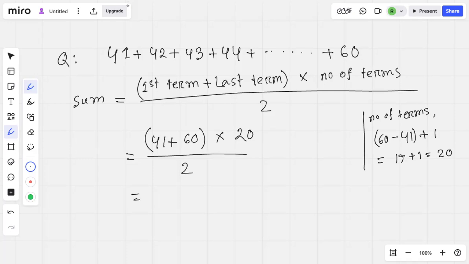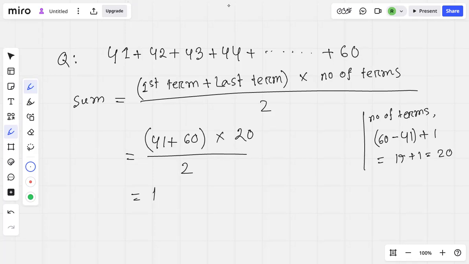Now we just calculate this. If we calculate this, it will be 41 plus 60, 101, multiplied by 20 divided by 2. So it will be equal to 1010. And this is the answer.